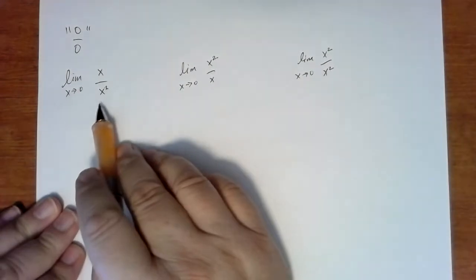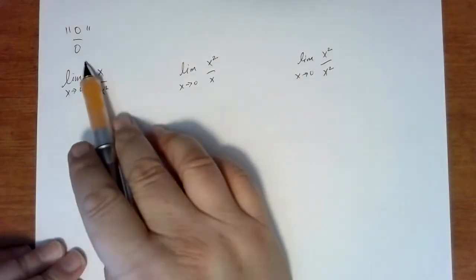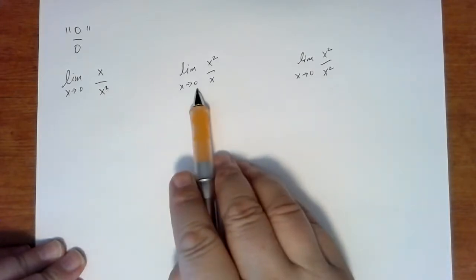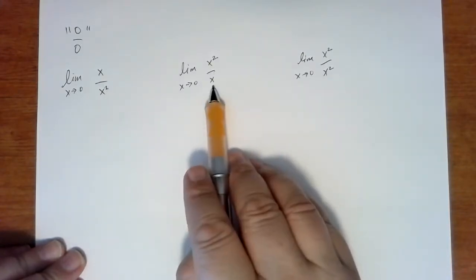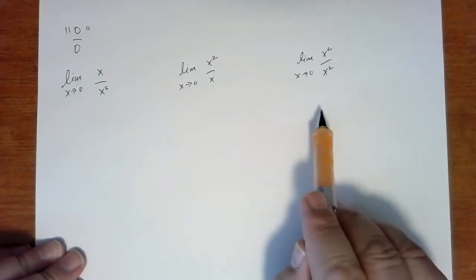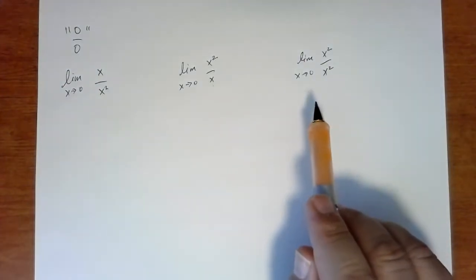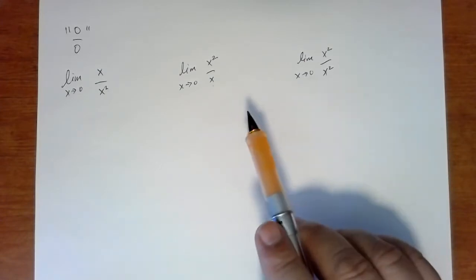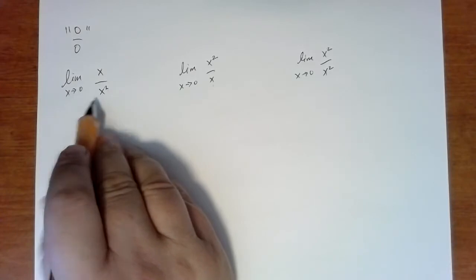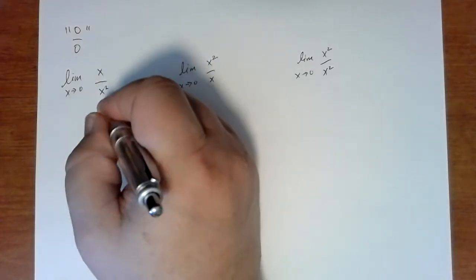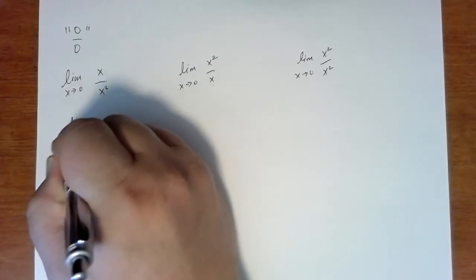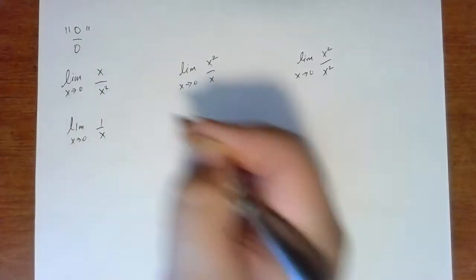Okay, so in this first situation, if I try to just plug in 0, I get 0 divided by 0. In the second situation, I get 0 divided by 0. And in the third situation, I get 0 over 0. But algebra comes to the rescue, right? In this first example, instead of just trying to plug in 0 directly, we should cancel out that factor of x. And so this is equal to the limit as x approaches 0 of 1 over x.